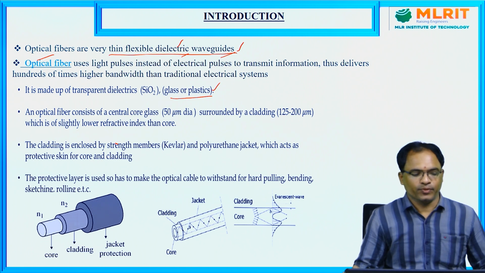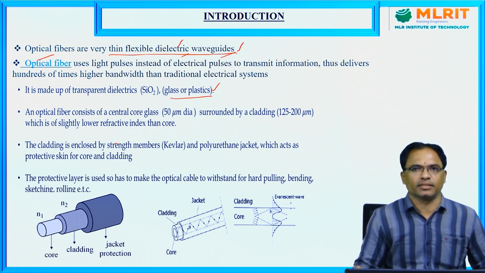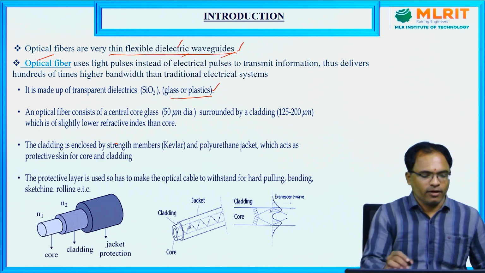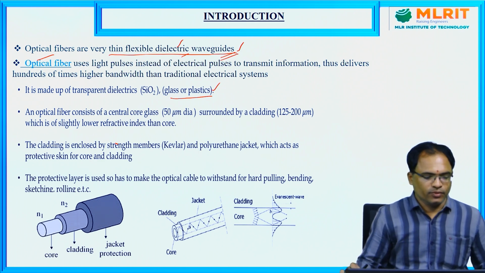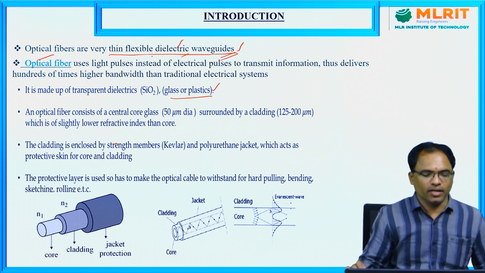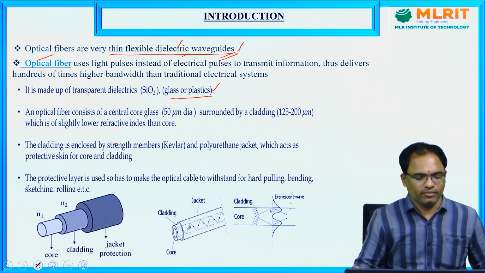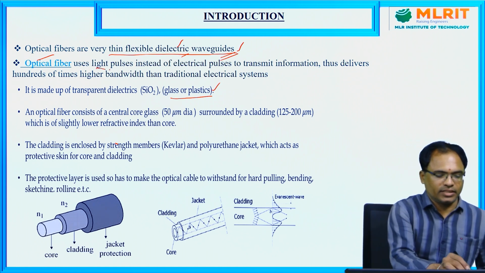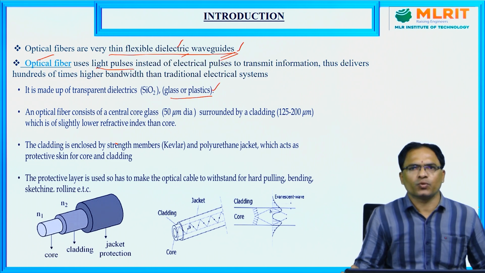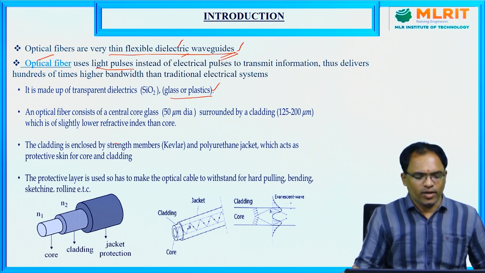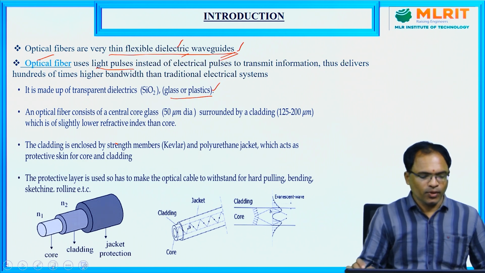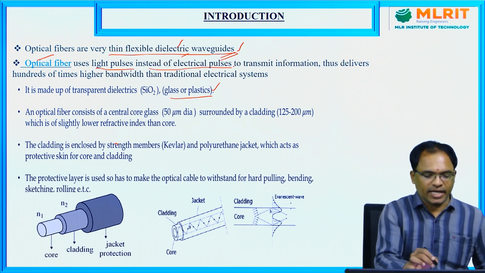And why are they called waveguides? Generally, optical fibers carry information in the form of light from one place to another place. That light is nothing but an electromagnetic wave. That is why optical fibers are called waveguides. Optical fibers use light pulses to transfer information from one end to the other end, or from one place to another place. So what happens when information is carried through light waves?